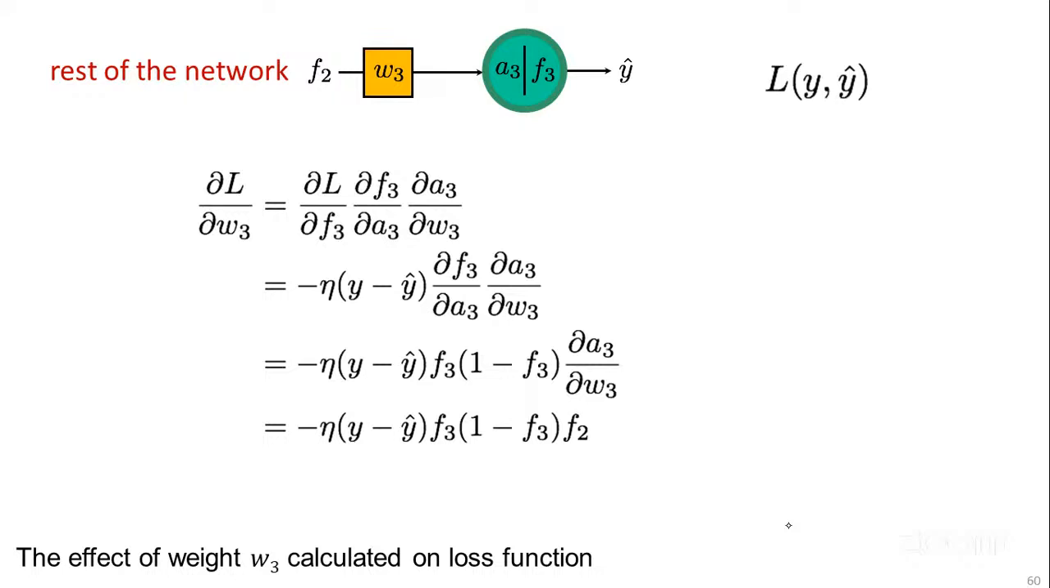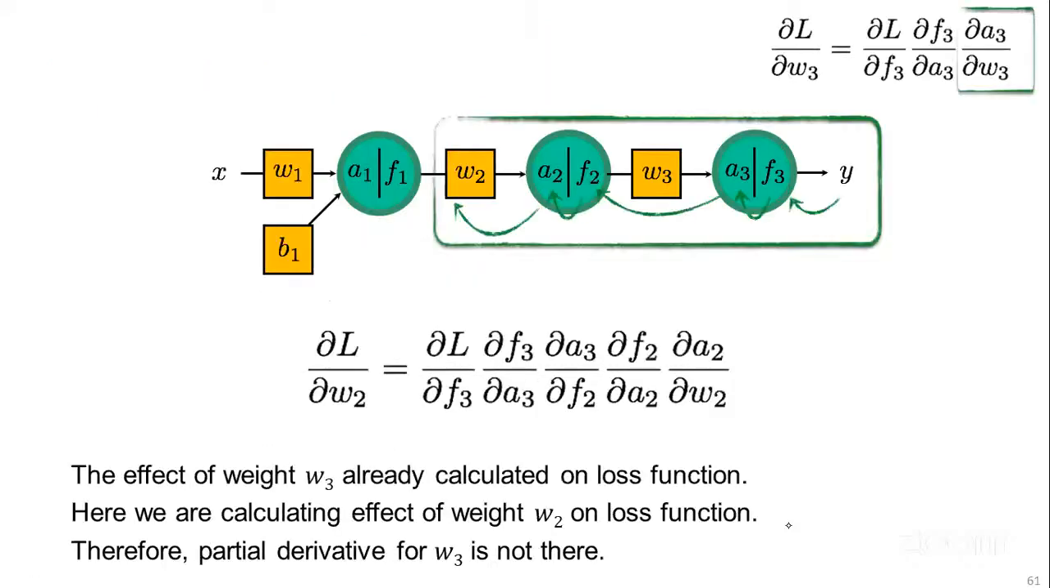Now we should get the effect of W2 on the loss function, right? So let us see how. Now we are moving one step forward here. See here, this is your output, okay? And this we have already calculated. Now we want to know the effect of this W2 on the loss function. You can see that here again the same chain is going to be followed: y to F3, F3 to A3, A3 to F2.